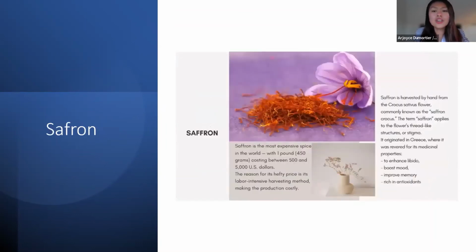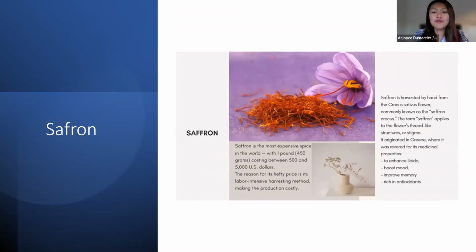Then the next one is saffron. Actually, saffron is the most expensive spice in the world. When you buy a small bottle of saffron here in Colruyt in Belgium, with only about 10 small rounds like this, it will already cost like 20-25 euro. This is how expensive it is. Also, when you purchase a pasta with saffron in a restaurant, it costs a lot because this is the most expensive spice in the world. One pound, 450 grams, costs between 500 and 5,000 US dollars. So you see, it's really expensive.